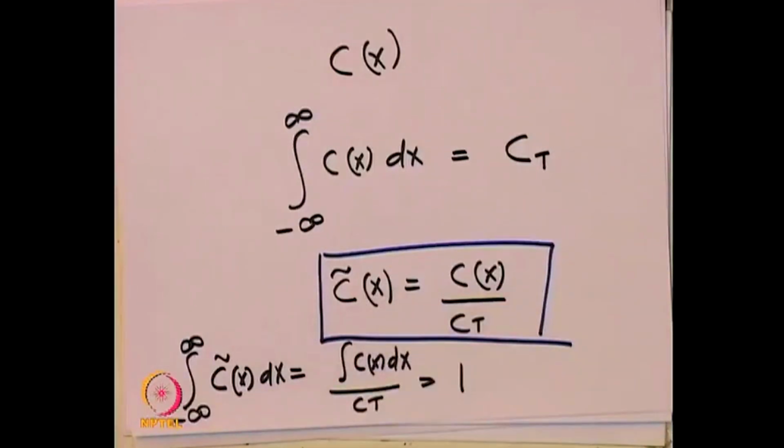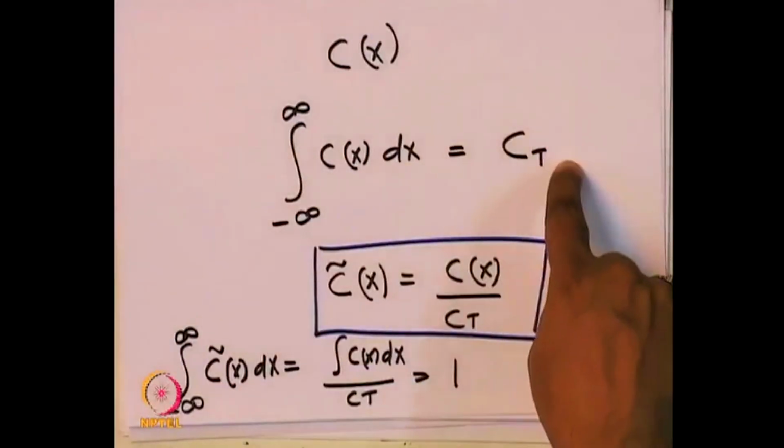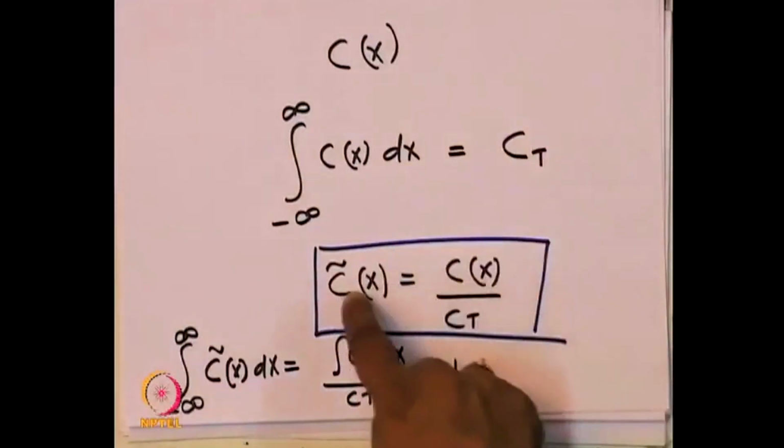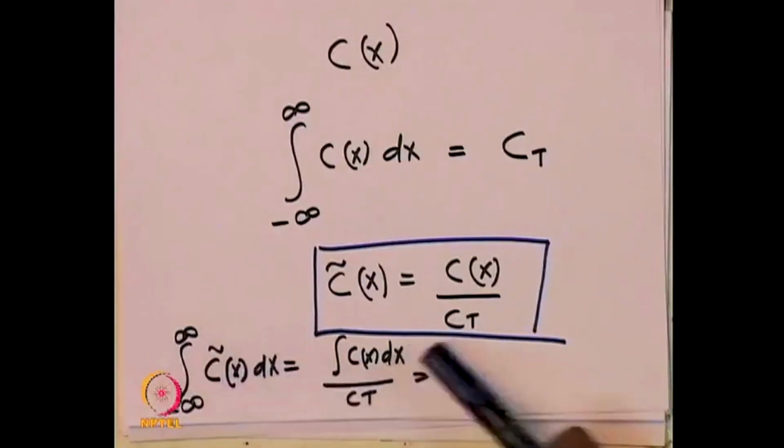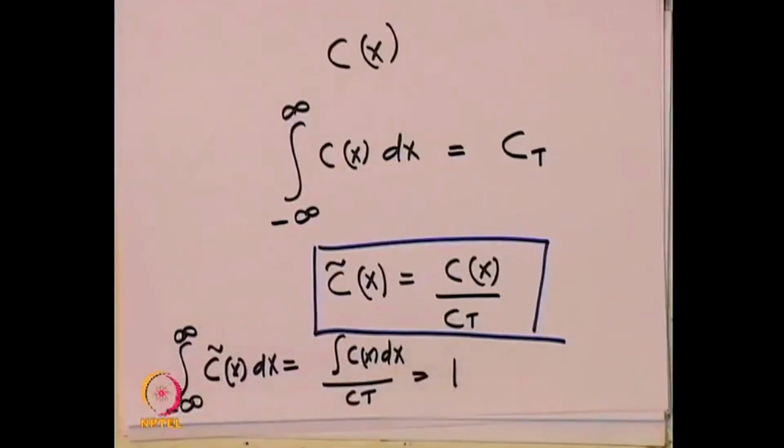Okay, so we did some tricks. We realized that integral C of x dx is the total concentration, and we defined a new function called C tilde, C of x by Ct, such that the integral of C tilde of x dx is 1. That means this integral becomes 1. Okay, we have C tilde of x. Now, let us go back to the diffusion equation.